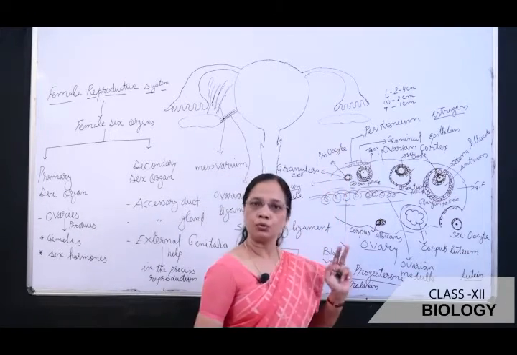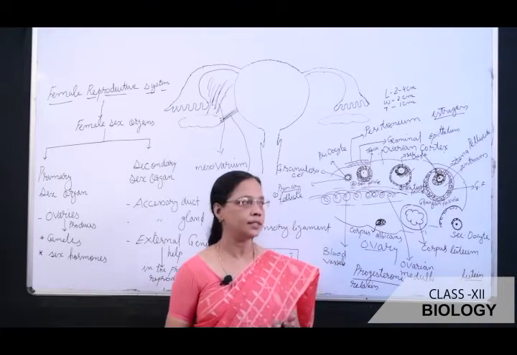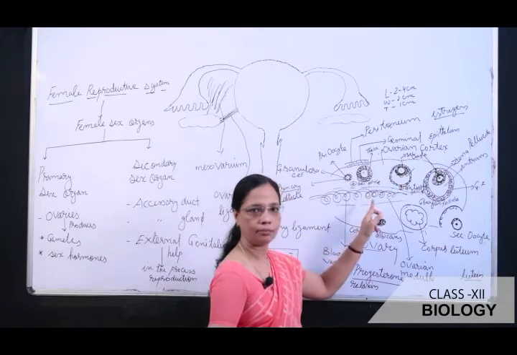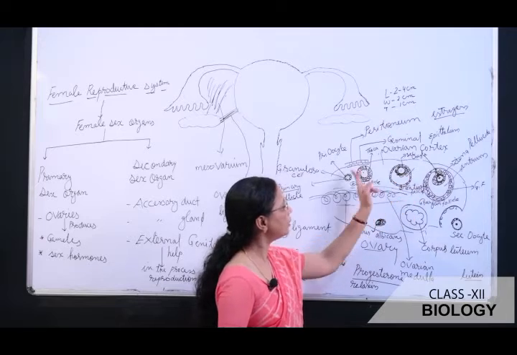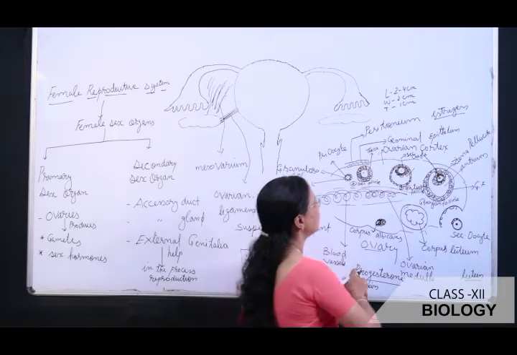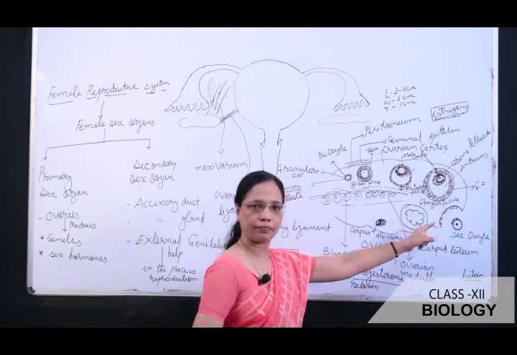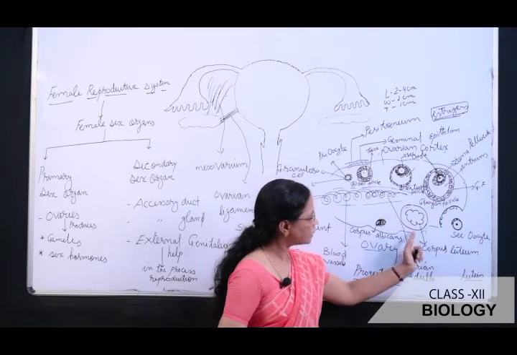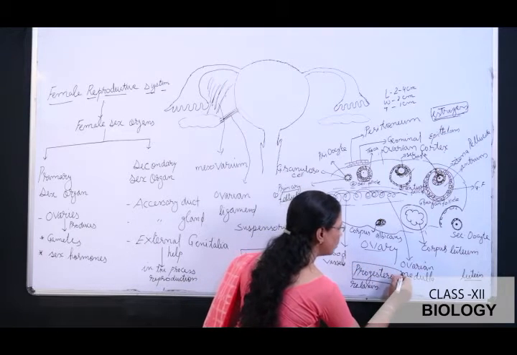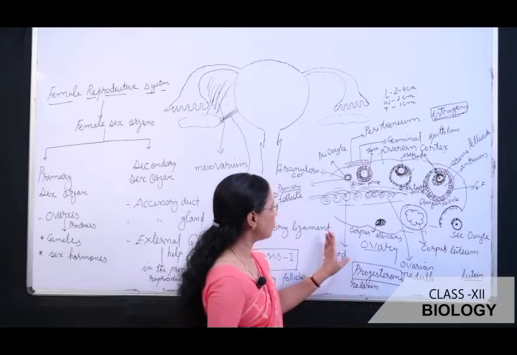Length is 2 to 4 centimeters, width is 2 centimeters, and thickness is 1 centimeter, and it is having two regions, that is the cortical region and the medulla. In the cortical region, different stages of ovarian follicles are formed, which produce estrogen hormone, and when the Graafian follicle ruptures and is converted into corpus luteum, it secretes another hormone called progesterone. Okay, so we have completed the structure of the ovary.